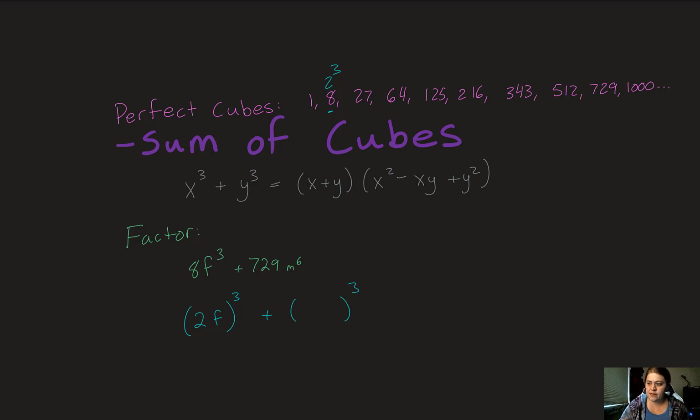Yes. All right, 729 is out here. That's our 9. So this is 9m. I don't want just m to the 1 because that would give me an m cubed. And I want an m to the 6 as my final thing. Oh, no, 6 cubed would be 18. I want this to be 2. There we go. So now I have something cubed plus something else cubed.